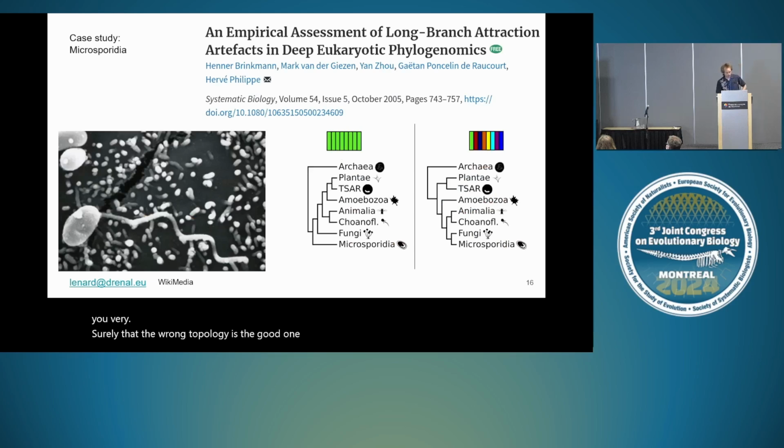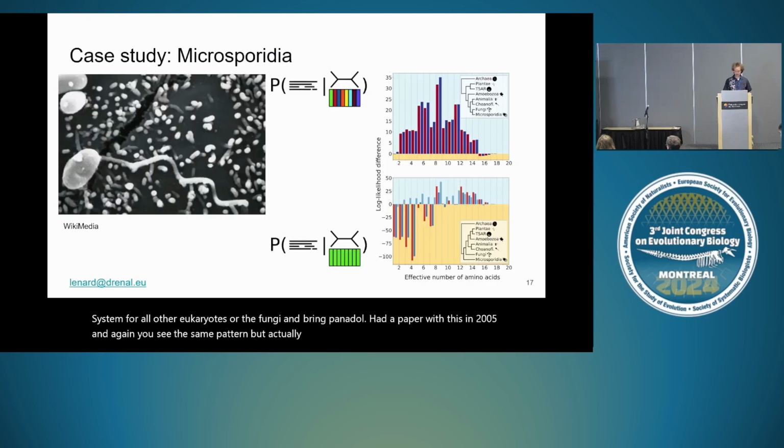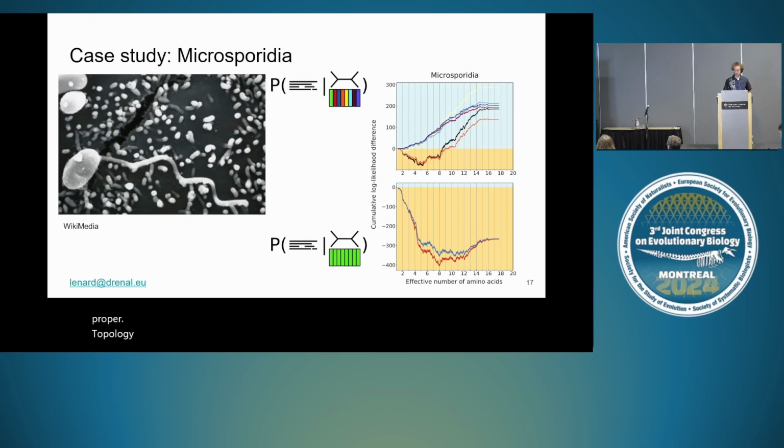Another example was the microsporidia. You see again here the question was for a long time whether microsporidia should be sister to all other eukaryotes or sister to fungi. And Brinkmann et al. had a paper about this in 2005. And again, you see the same pattern, but actually here the site homogeneous models perform much better, except the LG and GTR. But here again, all the C10, C60 models could recover the proper topology, and also, of course, our CAT PMSF model.